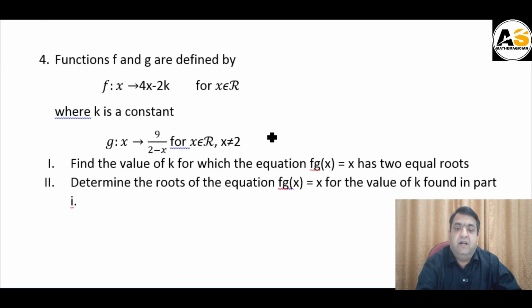Functions f and g are defined by f of x is 4x minus 2k and g of x is 9 over 2 minus x, where k is a constant. We have to find the value of k for which f of g of x is equal to x has equal roots. So first of all, we will find f of g of x, put it equal to x, and then a quadratic equation will be obtained, and from that quadratic equation we will find the value of k.